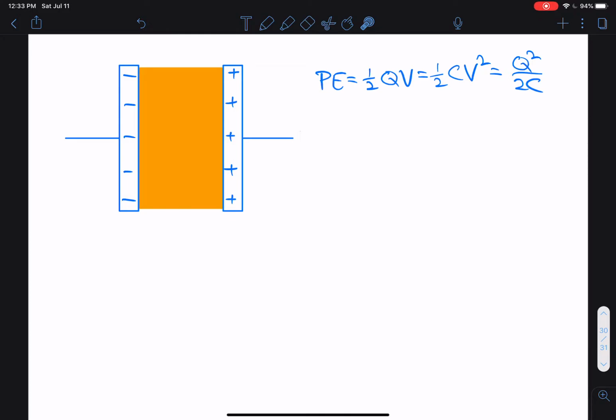Now, let's look at a different situation, though. Let's say instead of disconnecting it from the battery, I left it connected to the battery. Okay. So now when I put that dielectric in, now the charges have somewhere to go. What has to stay constant in that case is the voltage. It's connected to the battery. That's a constant voltage source. So now the voltage stays constant. Well, if the voltage stays constant, V is staying constant. C has just increased because I put in the dielectric, so I've suddenly increased the potential energy between the plates.